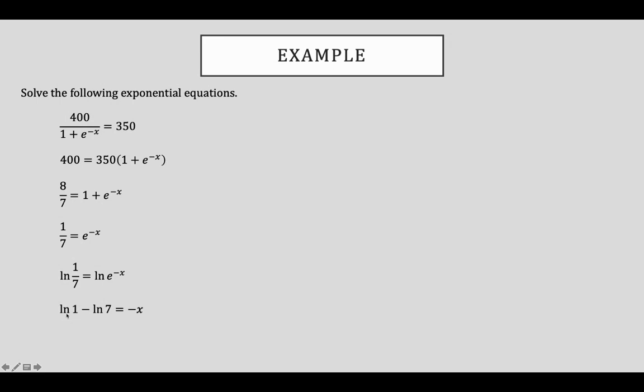Well, the natural log of 1, okay? Anytime you see a 1 in a fraction, you might want to expand it because the natural log of 1, or log base a of 1, is always going to be 0. So we can cancel that out. We have negative ln 7 is equal to negative x. And to solve for x, we multiply both sides of the equation by negative 1, giving us our final answer, x is equal to the natural log of 7.